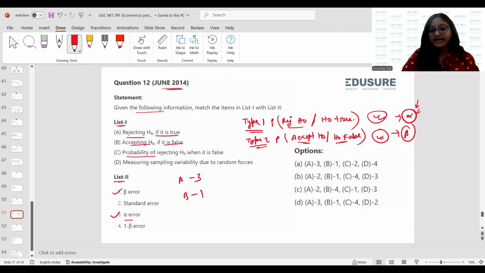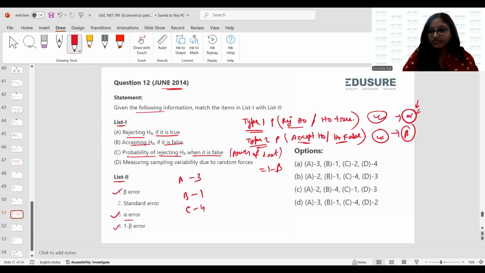Now C, probability of rejecting H0 when it is false. So is it the right statement? Is it true that we should reject H0 when it is false? The answer is yes. When H0 is false, we should reject H0, and that is given by the power of the test. That is known as the power of the test, and power of the test is 1 minus probability of type 2 error, which is this.